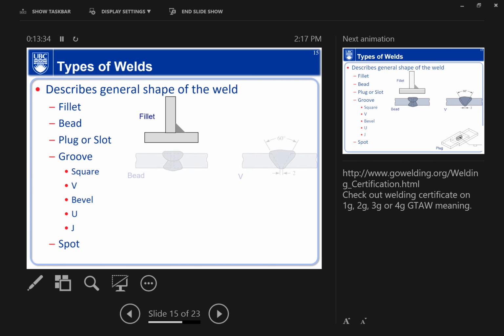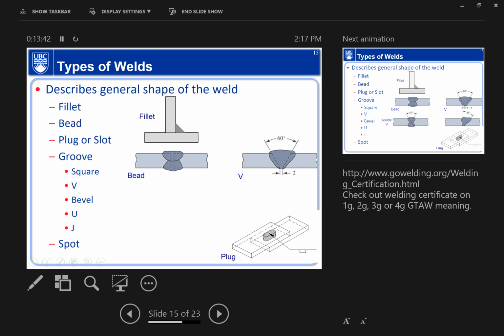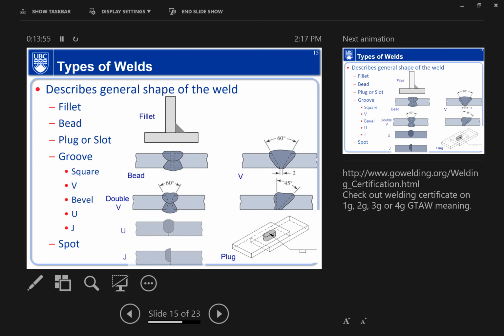So for this fillet, there's also the bead type. This is the bead type of welds. And then you can have the so-called plug or slot type of welds here. And you can also have the so-called groove welds. For groove welds, it really depends on the shape of the weld. There's square, there's double V, there's U, there's J type. So this is U, J. So based on the shape, you have a different type of groove welds here.